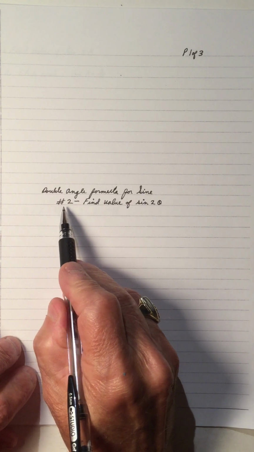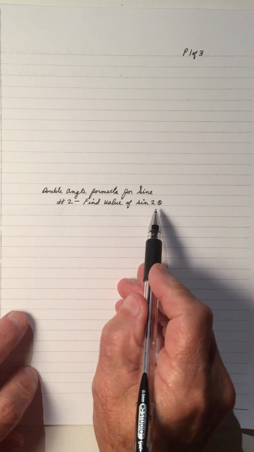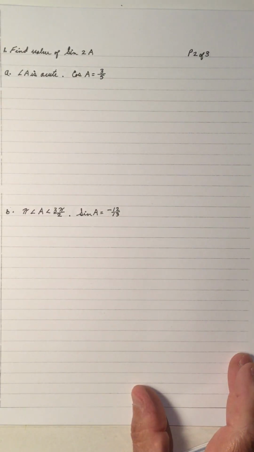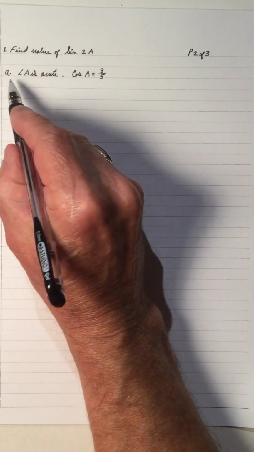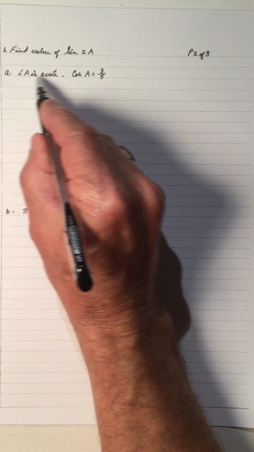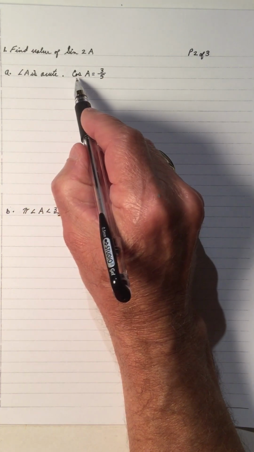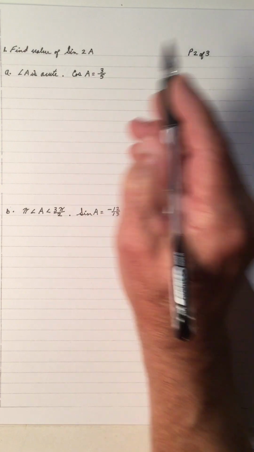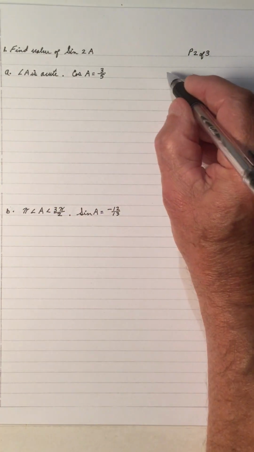This is video number 2, and in this video we're going to find the value of the sine of 2 theta. Number 1, find the value of sine 2 theta. So we have an A part here. The angle A is acute, and the cos of angle A is 3/5. Angle A is acute means the angle is between 0 and 90.